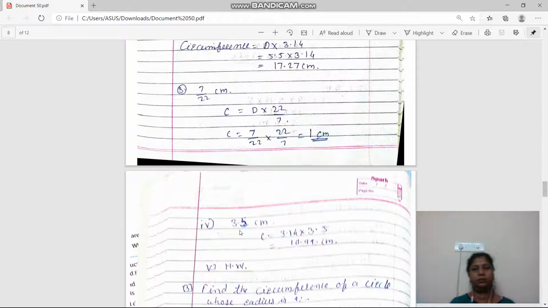Now fourth, 3.5, not 35. 3.5 centimeters. So C is equal to 3.14 multiplied by 3.5. We get 10.99 centimeters. Okay, get it? So the fifth example you have to take as homework.